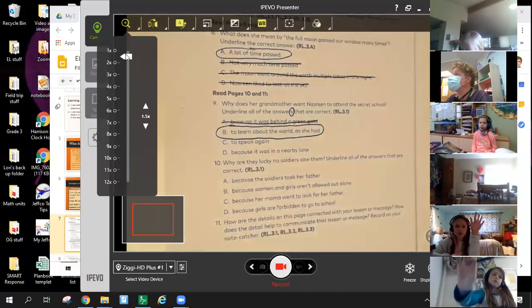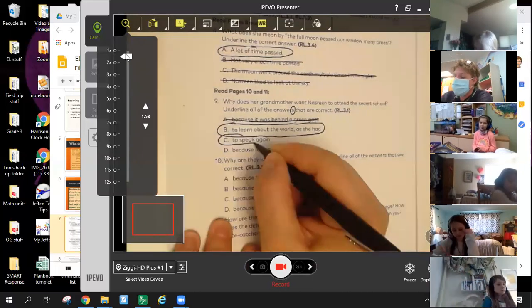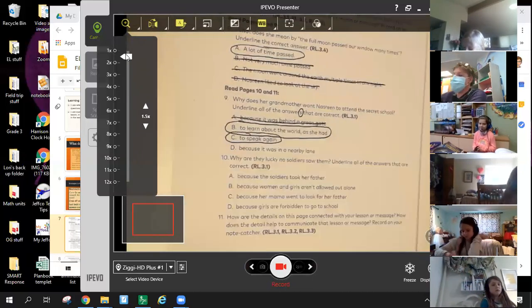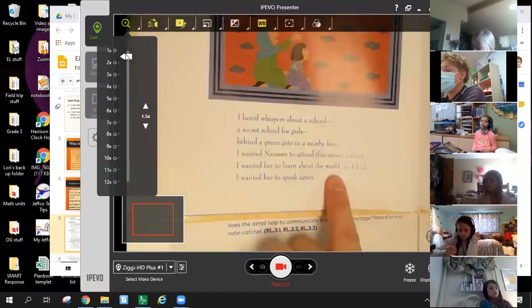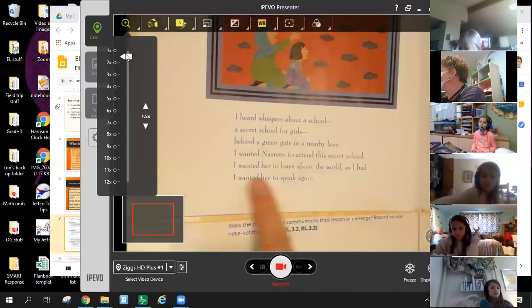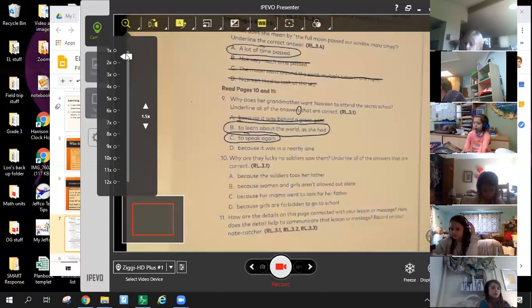Since the answer says answers, Lucas, to speak again. Because it says right in the story, I wanted her to learn about the world as I had. I wanted her to speak again. Explicitly looking at the text, friends, I'm telling you, go back to the story and find the answers because it can be tricky.